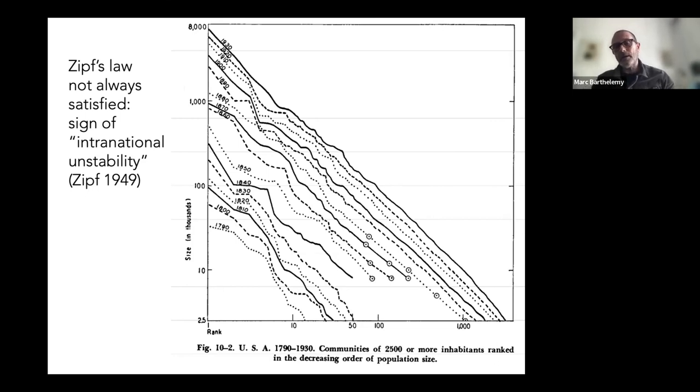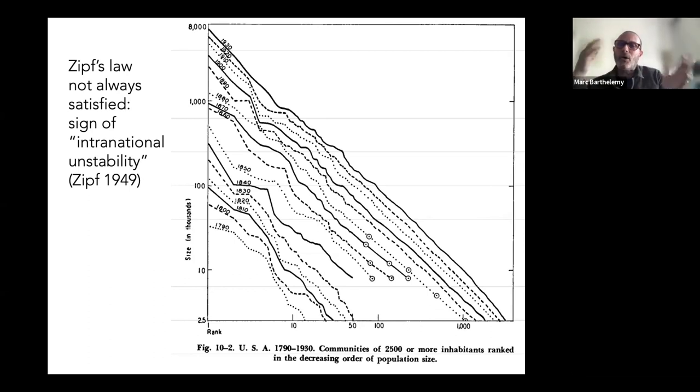And what is interesting is that during the civil war, things are happening. So actually, this is what Zipf said. He said, here in 1840, 30, 20, the plot is not nice. And he writes it like that in his book, a sign of intranational instability.